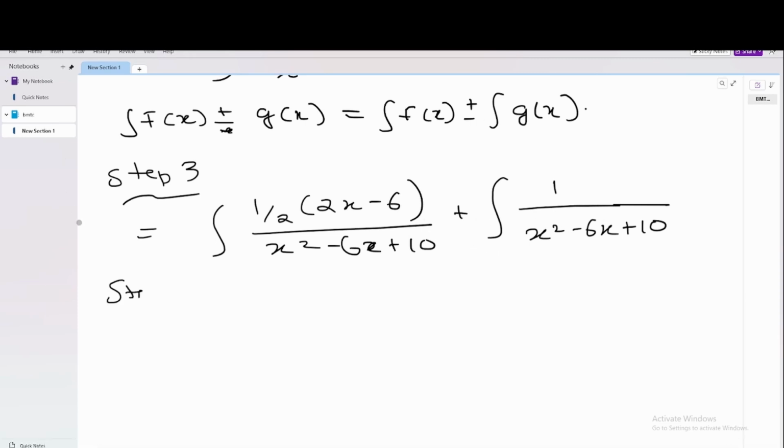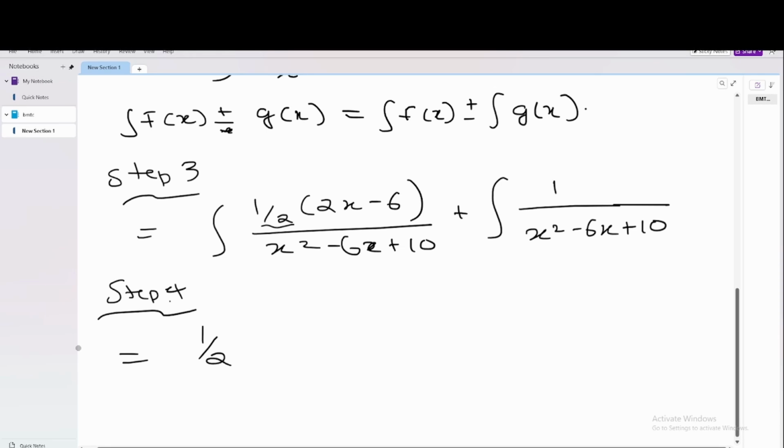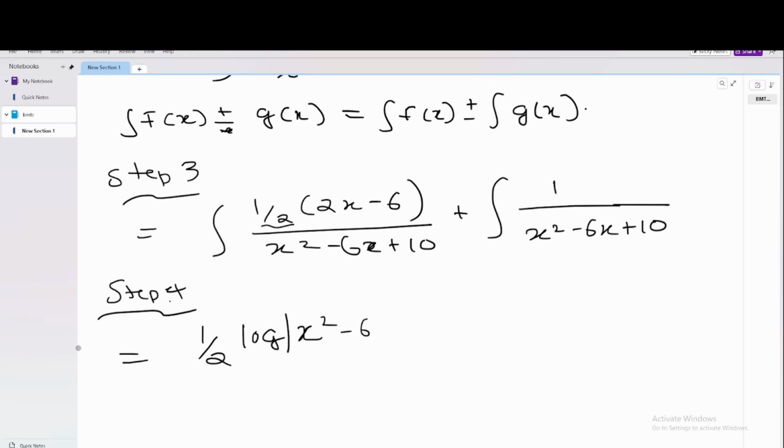So step 4, we can take the half outside. So when we integrate this 2x minus 6 divided by x square minus 6x plus 10, we get log of this term, the denominator. This is the integration of this term, that's why we write it like this: x square minus 6x plus 10.